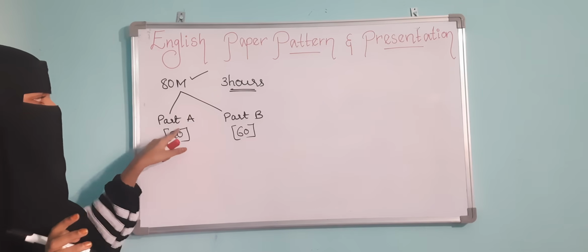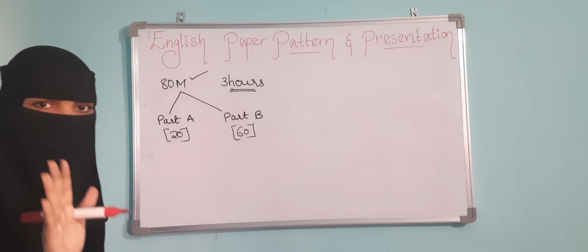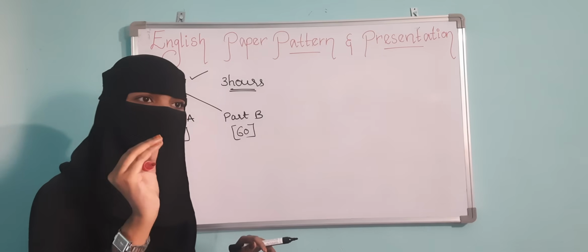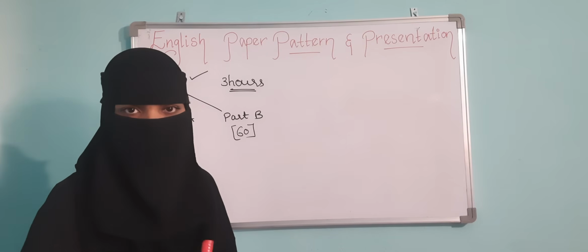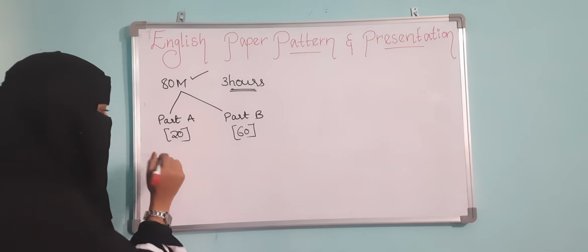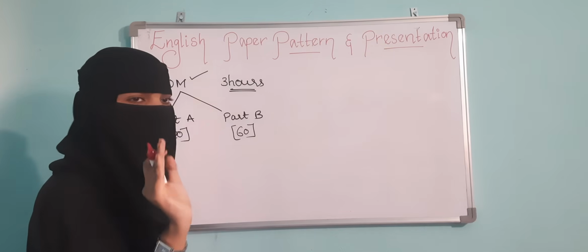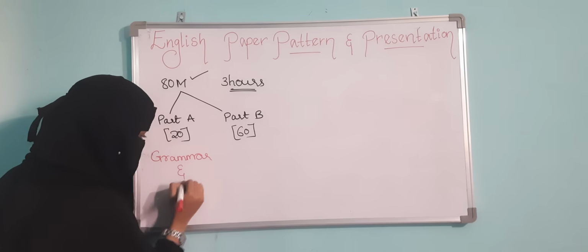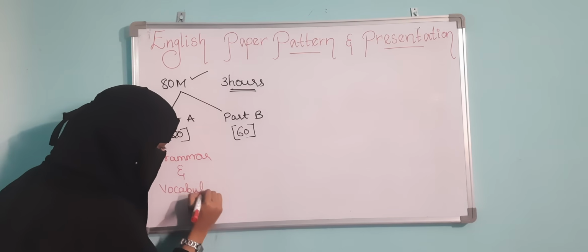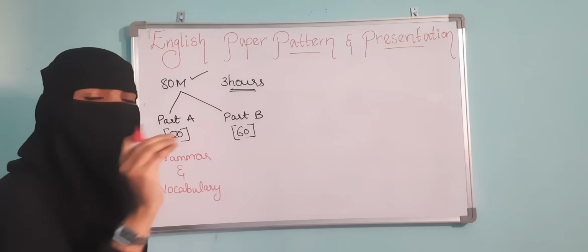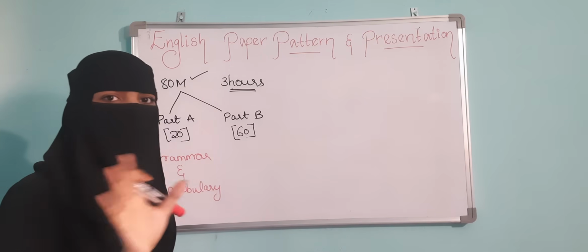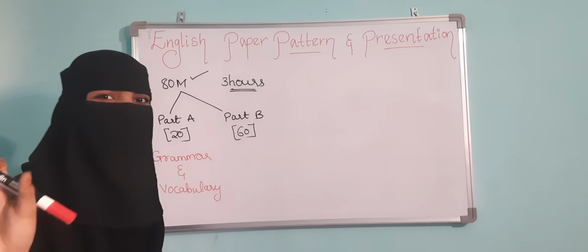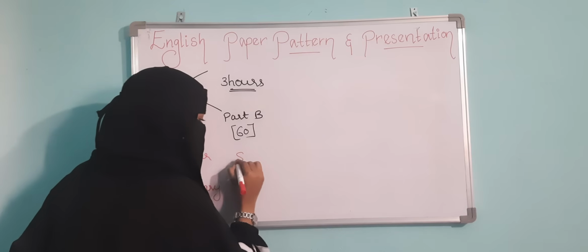Getting my point? And Part A is totally based on grammar and vocabulary. You will not see any kind of summary question. They will not ask you to write 5 to 6 lines of answer. You will just see the grammar and vocabulary part, and the complete questions will be asked from grammar and vocabulary in your Part A. And Part B is purely based on summaries. You will not find any short question, any grammar, or any vocabulary. You will find all summaries here.